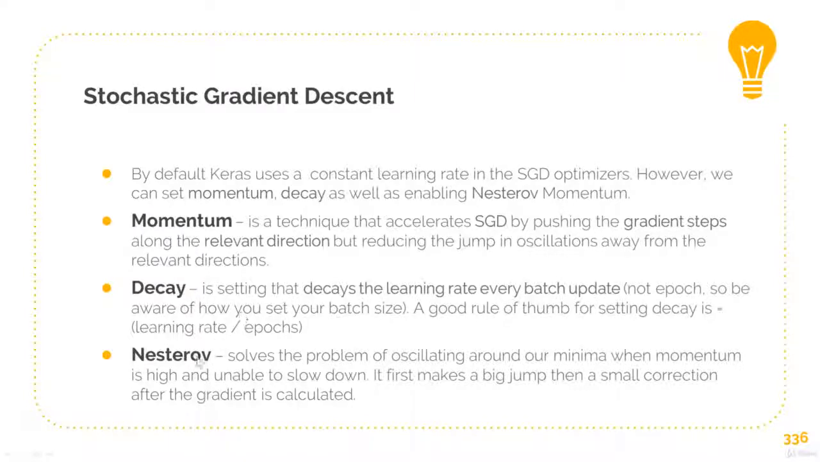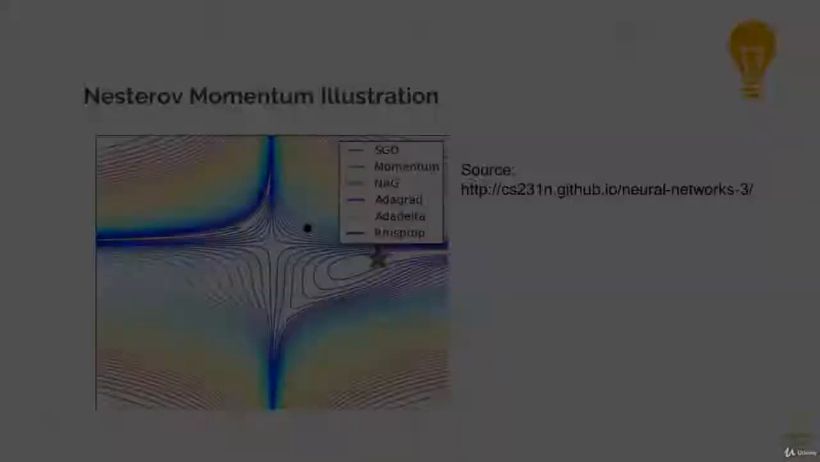Nesterov is a guy who developed a method that solves the problem of oscillating around our minima. Oscillating around our minima basically means our learning rates are too big for us to actually converge at the minimum point. And this happens when our momentum is high and unable to slow down. So it first makes a big jump, then a small correction, and after that the gradient is calculated. That's how Nesterov works. So I always encourage you to set Nesterov to true if you want good convergence, or fast convergence too.